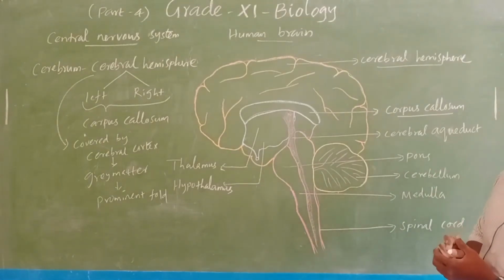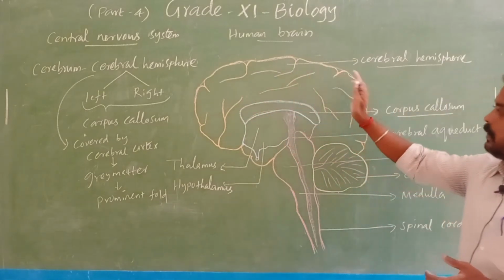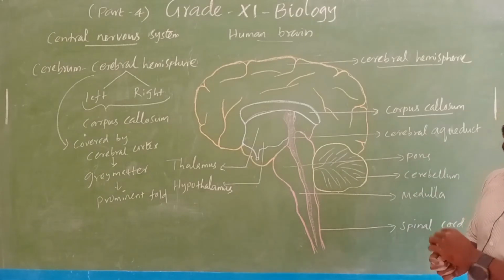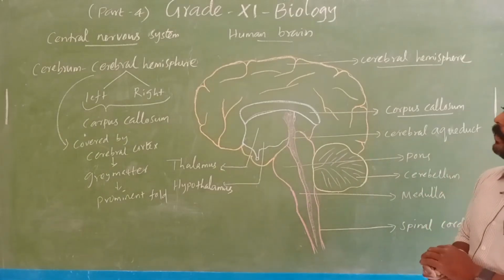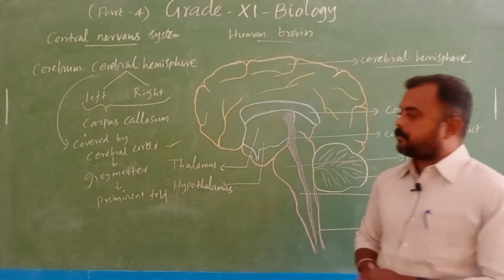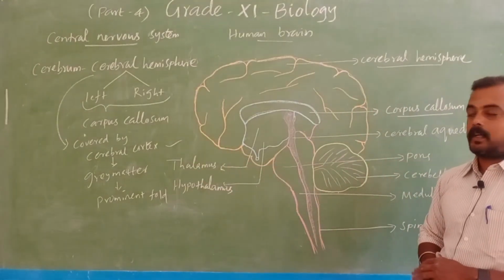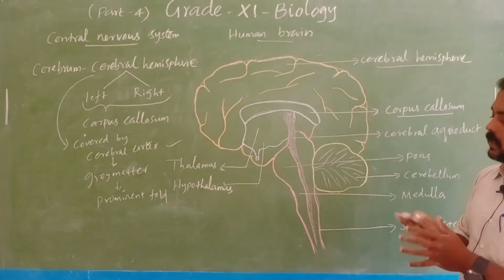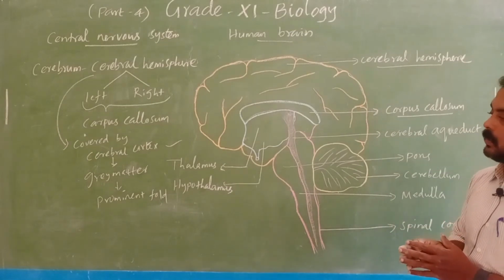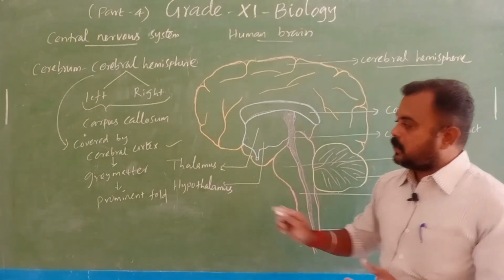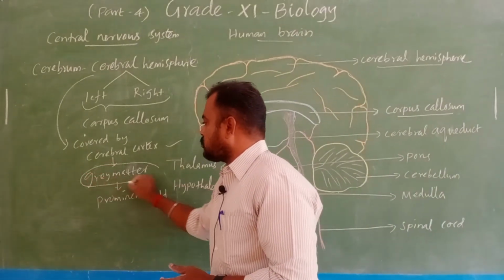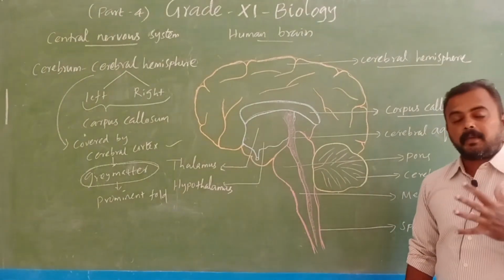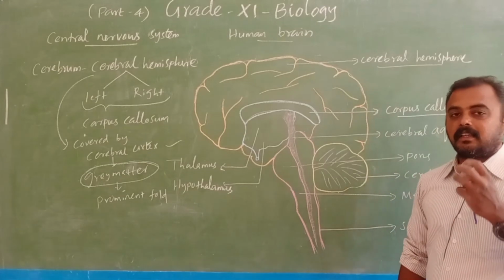Next, the cerebral hemisphere is covered by one layer, the cerebral cortex, the outer layer. In the brain we have an outer layer which covers the hemispheres, called the cerebral cortex. Actually it is grayish in color, so that's why it is called gray matter. The cerebral cortex is gray matter because it is grayish in color.